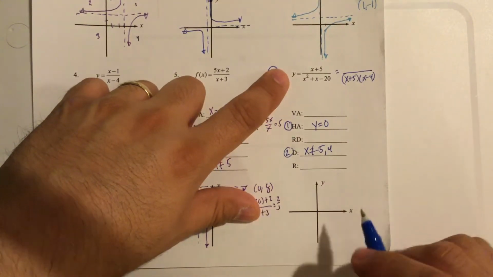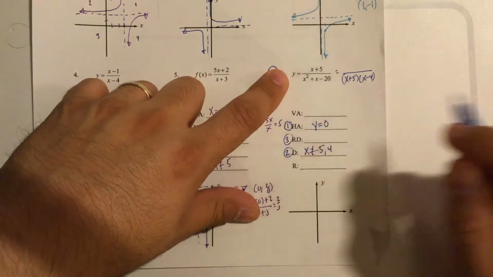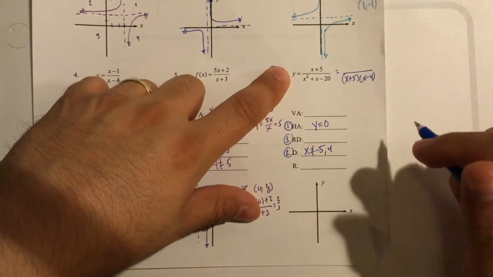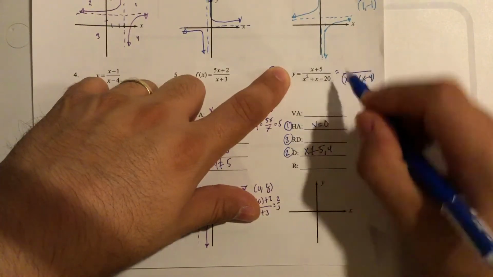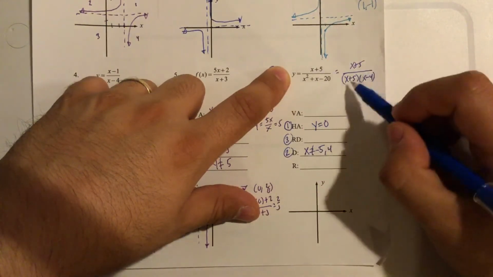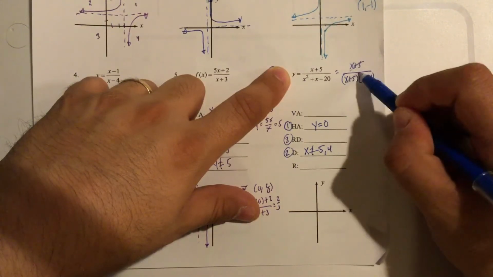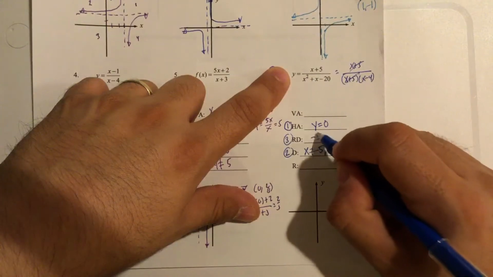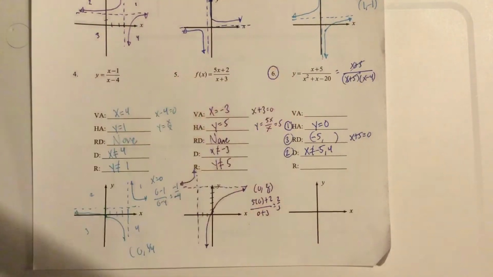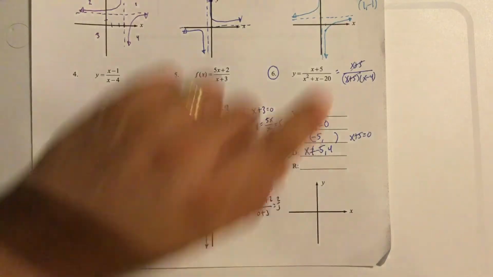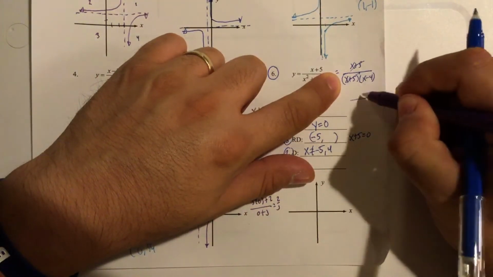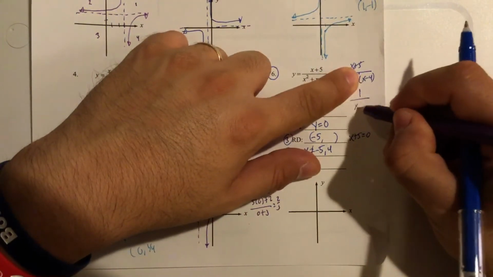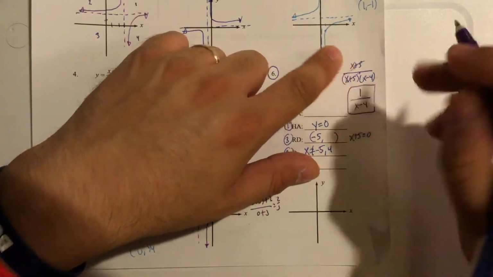After you do the domain, you're going to do your removable discontinuity. So you check to see if there are any common factors on the top and the bottom. x plus 5 is already factored, so I'm going to put that at the top, and hopefully see that the x plus 5s are common. So you cross those out. Then you set it equal to 0 and solve. So x equals -5. That is the x value of the hole. Now we're going to simplify this equation. There's nothing left on top, so it's a 1, divided by x minus 4. So there is my simplified equation.